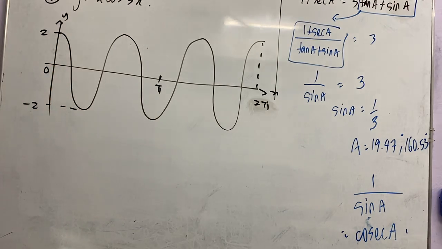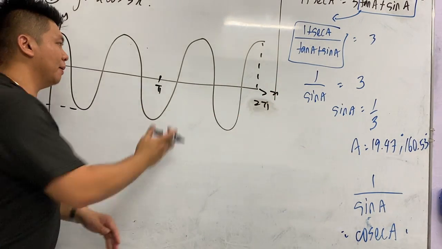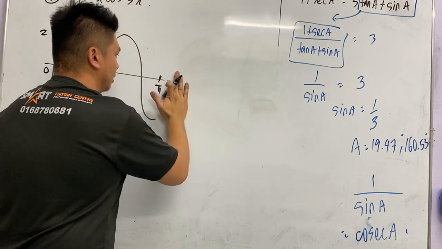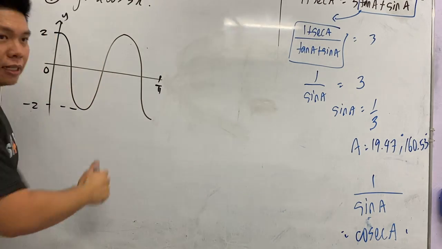Question says until pi kan? So perlu tak tengok belakang ni? Payah, buang. Sampai sini, buang. Okay? So your answer is up until here. Okay, sampai sini. Okay, so until pi.